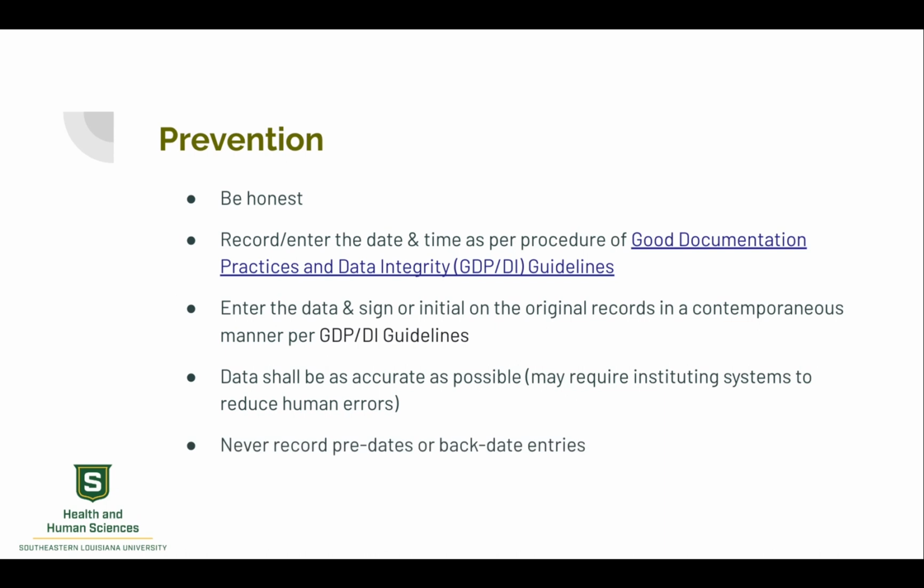Another way to prevent compromising your data integrity is: do not go back and predate or backdate your data. That is a big thing you shouldn't do, so never do that. Another thing is to make sure that you have superiors, line managers or supervisors who are kept informed in case of a deviation.